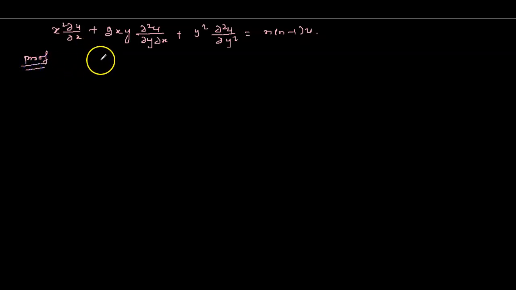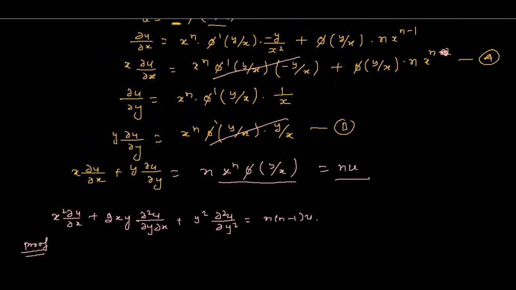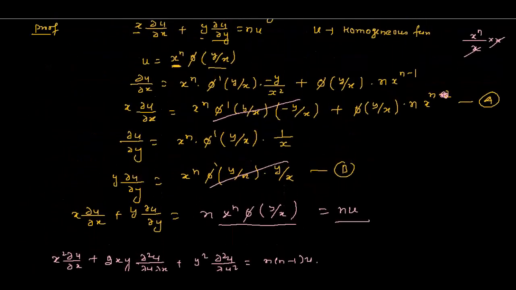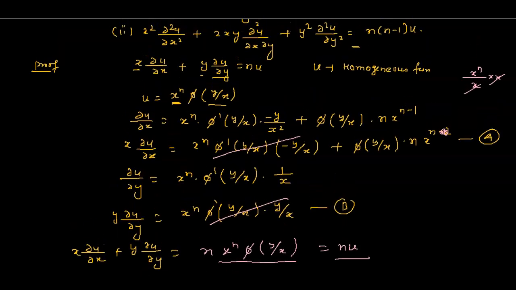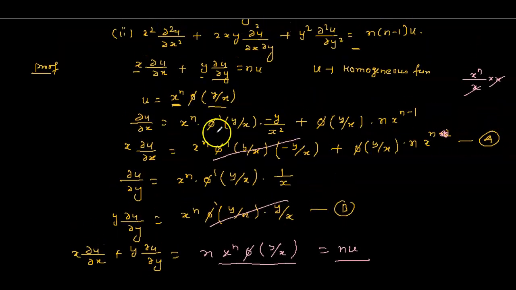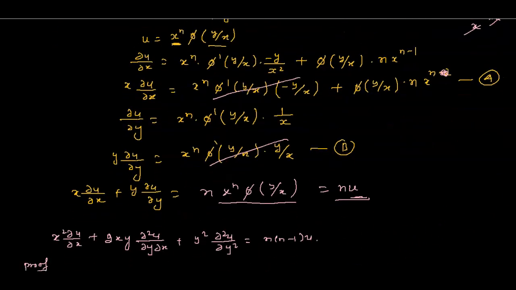So we'll continue for this one only, which we got here: x into del u by del x plus y into del u by del y is equal to n into u. This one we will again differentiate with respect to x.